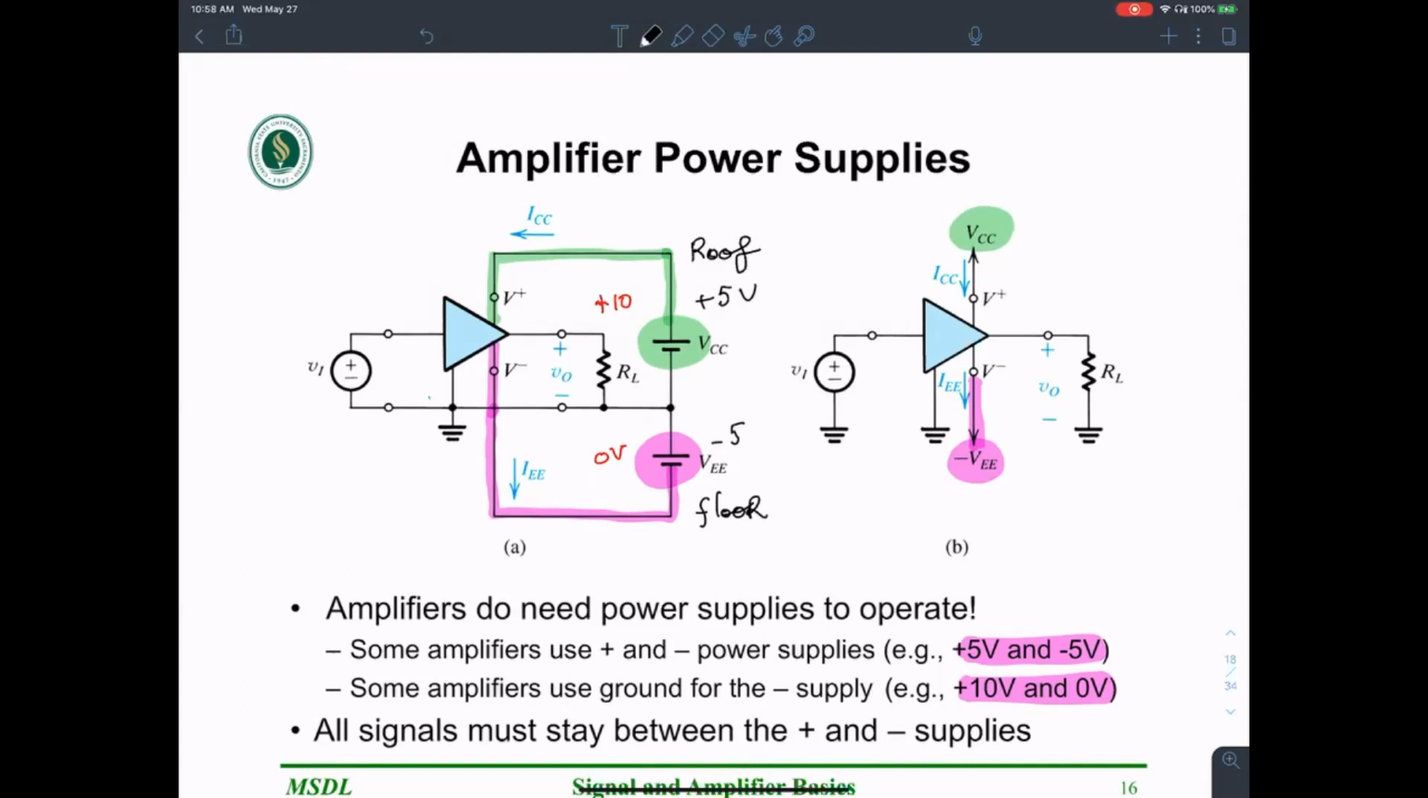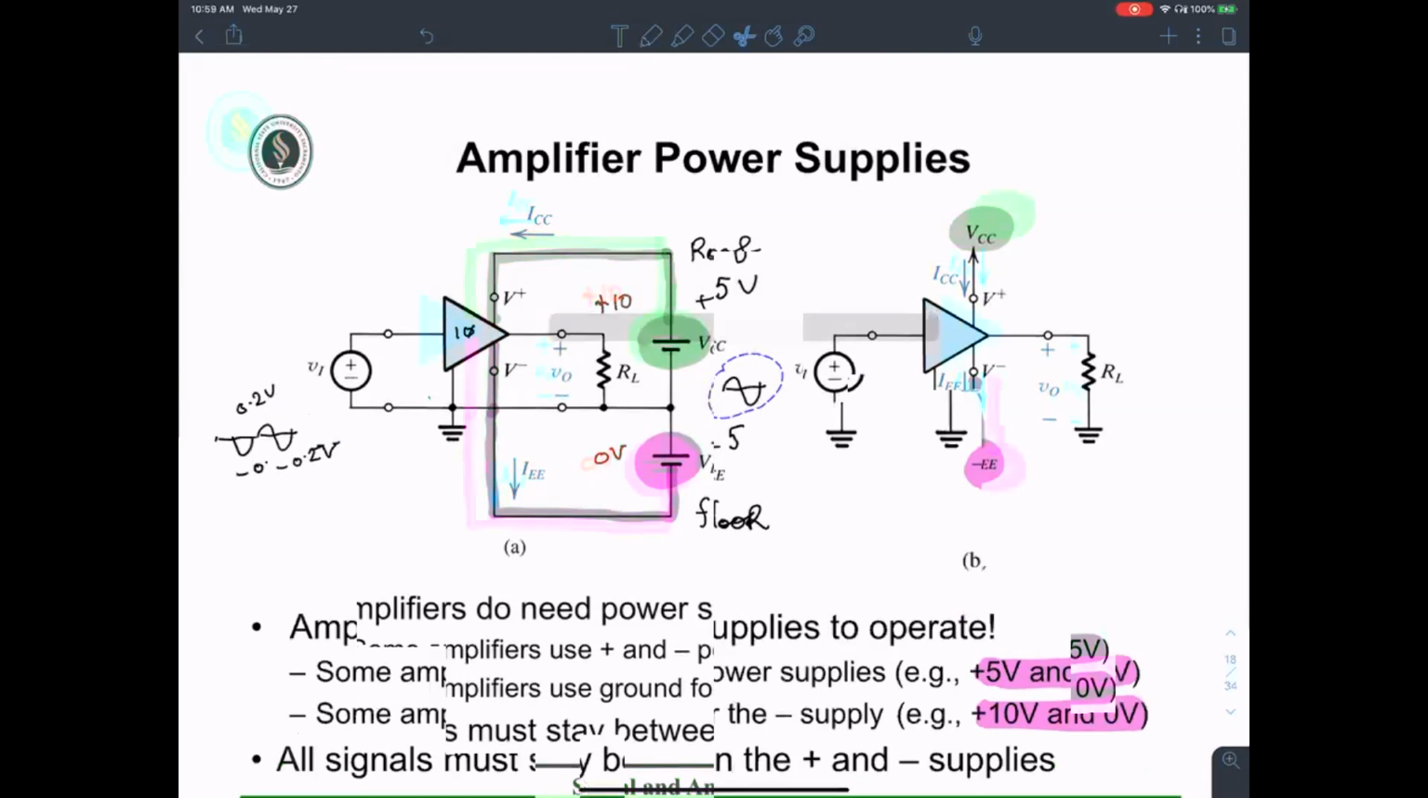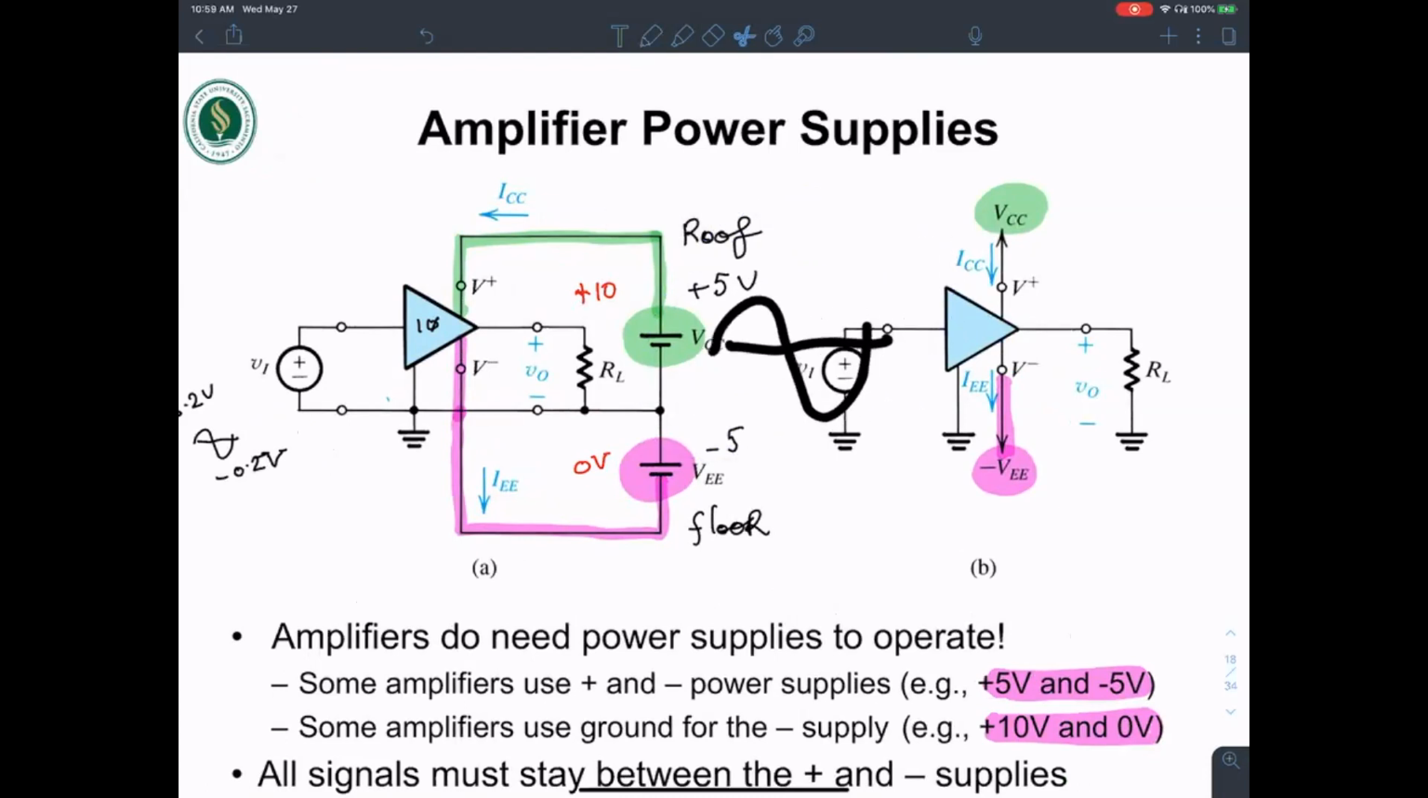So in other words, let's say I have an amplifier that has a gain of 10, and I'm supplying an input voltage, a sine wave, that goes from 0.2 volts to negative 0.2 volts. What do you think happens to the output? The output is an amplified signal. So it looks amplified like so.